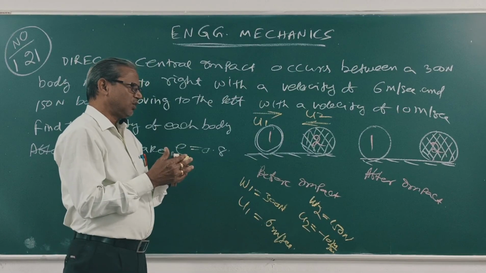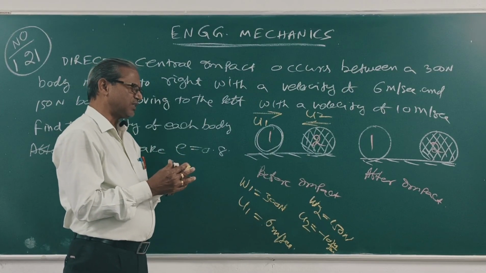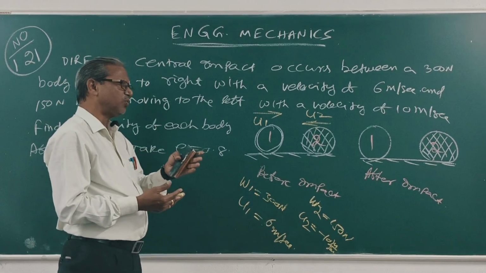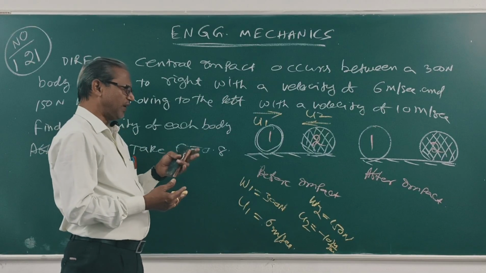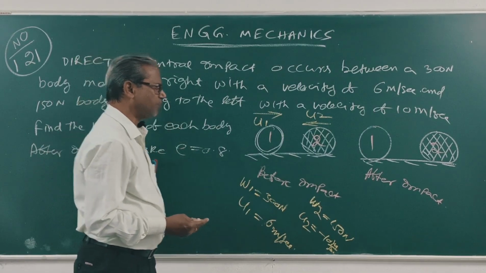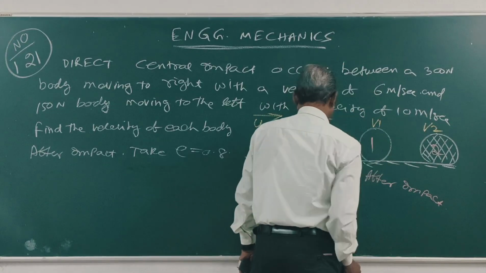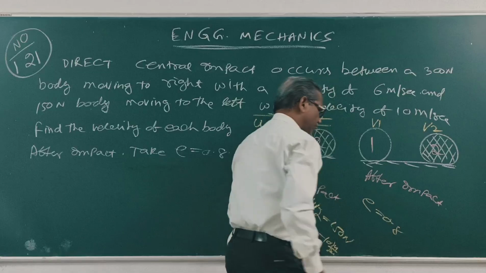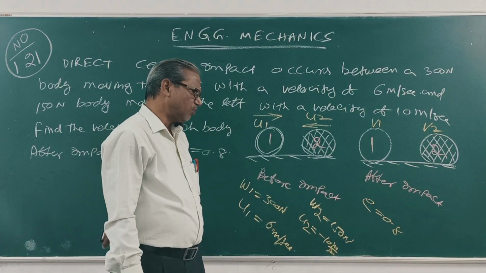Now central impact occurs, direct impact occurs between two bodies. So after impact, both the bodies will move either in the same direction or opposite direction. We will find out the velocities V1 and V2. Take E equal to 0.8. E means coefficient of restitution, equal to 0.8.